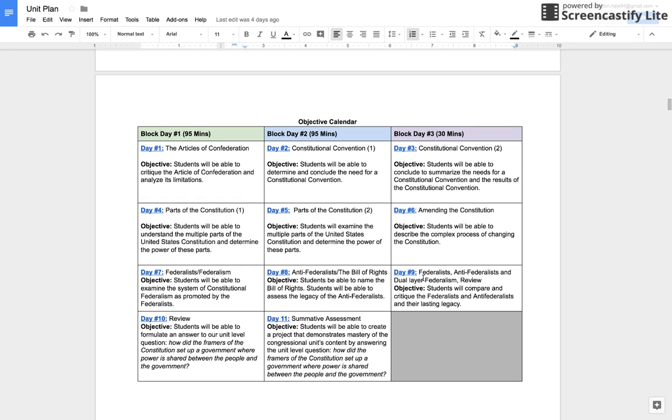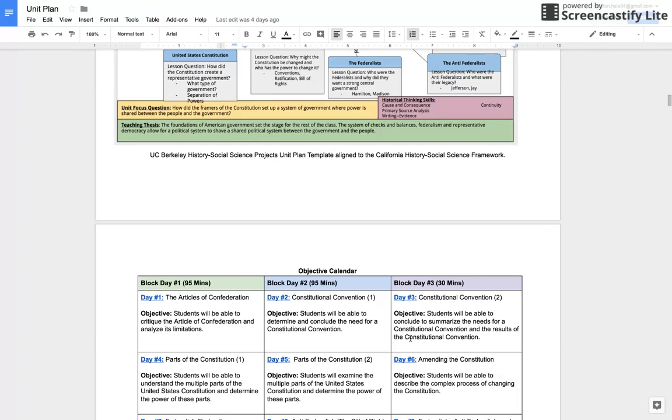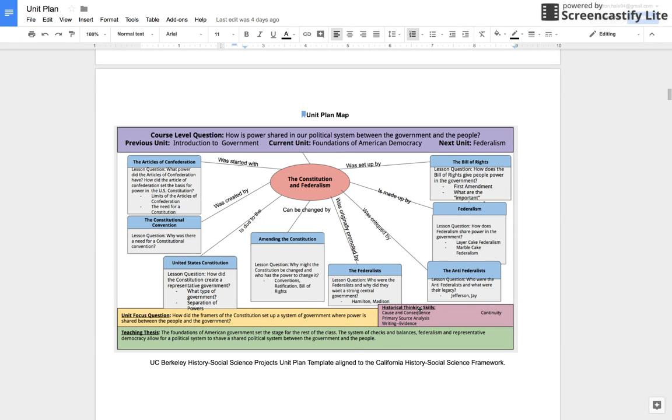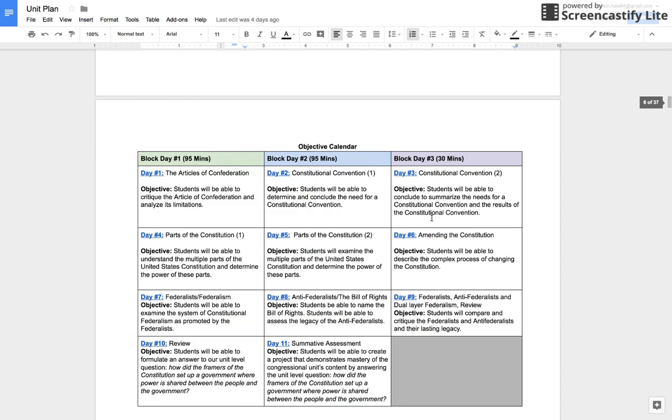It's great for review. On day 10, we continue to review the whole unit, because on day 11, we have our final unit level assessment, in which we aim to answer that unit level question, again, which was: how did the framers of the Constitution set up a government where power is shared between the people and the government? Again, everything going back to that unit level question that is tied back to that course level question. Each lesson has a central question.